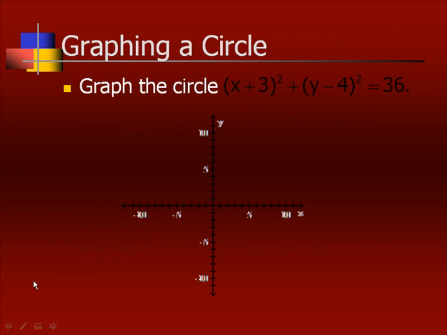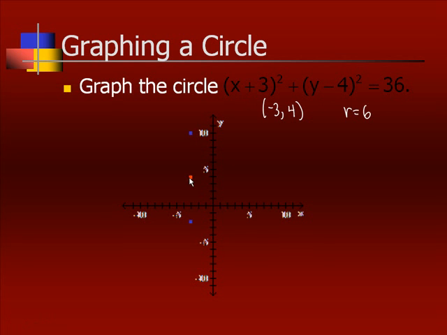Now, graph the circle (x + 3)² + (y − 4)² = 36. Well, looking at this, we know that the center is going to be (−3, 4). And by this being 36, that says that the radius is 6. So, if we come over and put (−3, 4), there's the center.